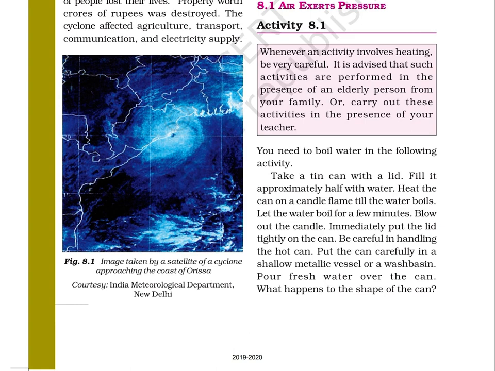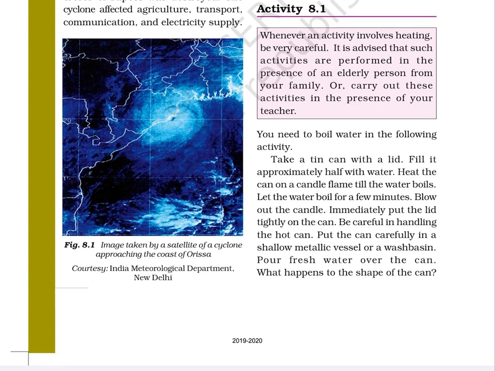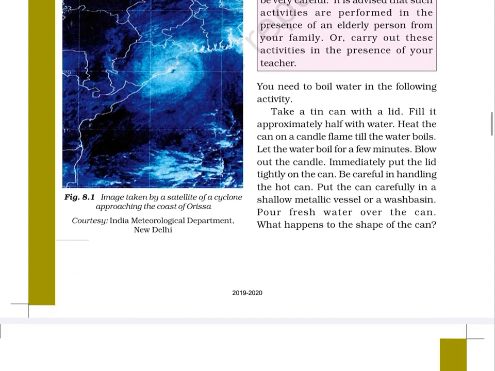Take a tin can with a lid. Fill it approximately half with water. Heat the can on a candle flame till the water boils. Let the water boil for a few minutes. Blow out the candle. Immediately put the lid tightly on the can. Be careful in handling the hot can. Put the can carefully in a shallow metallic vessel or a wash basin. Pour fresh water over the can. What happens to the shape of the can?